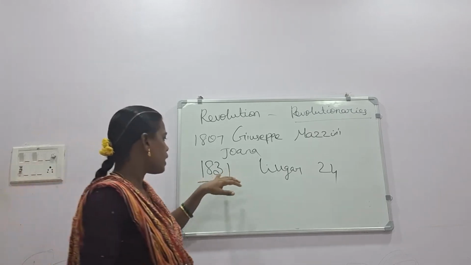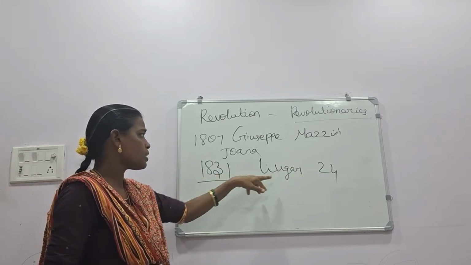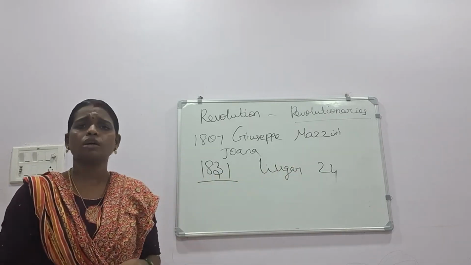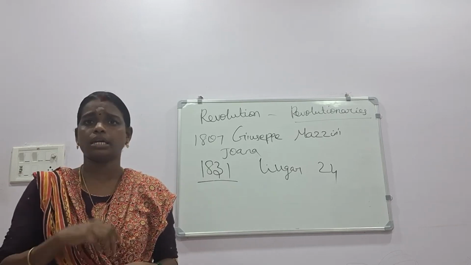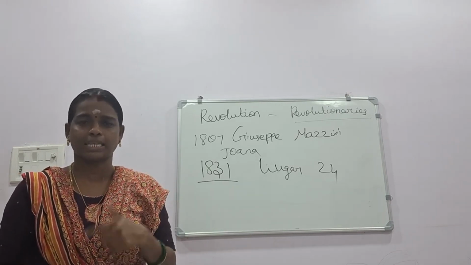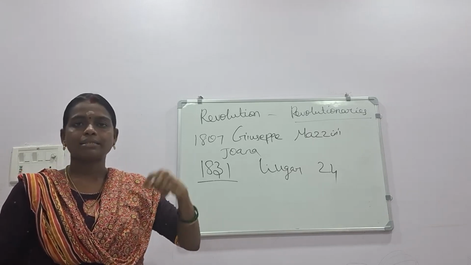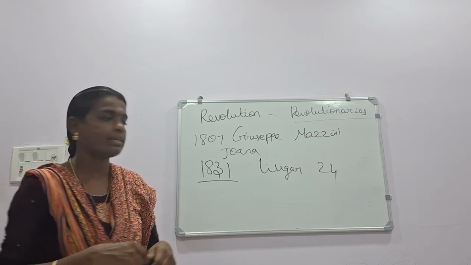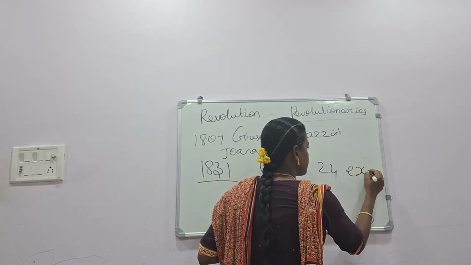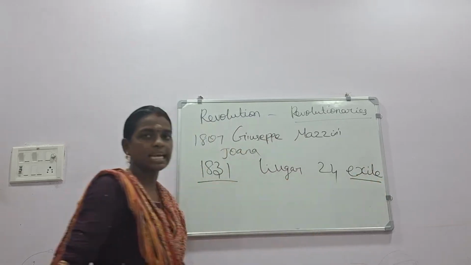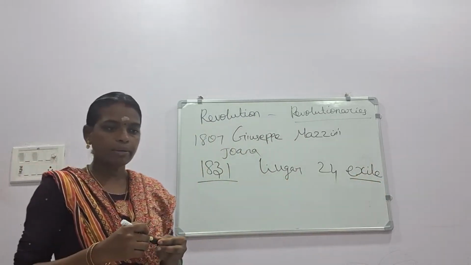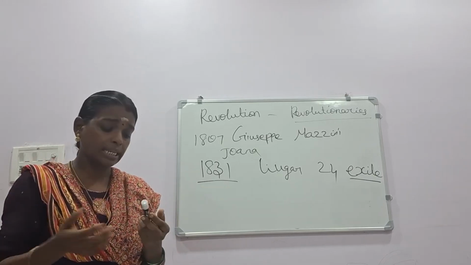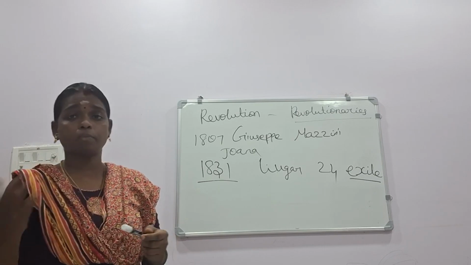Anyway, getting to the point, at the age of 24, in 1831, he started the Luger Revolution. When we are doing a revolution against the government, the government will not be silent. They have to take action against us, correct? So the government took action in the way of exile. Do you know what exile means? Exile, E-X-I-L-E, means shifting to another country, or shifting from the native place to another place.